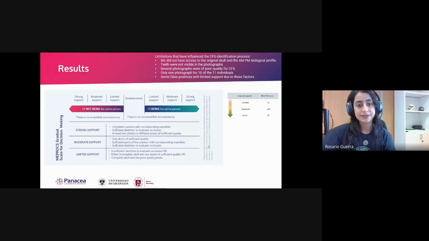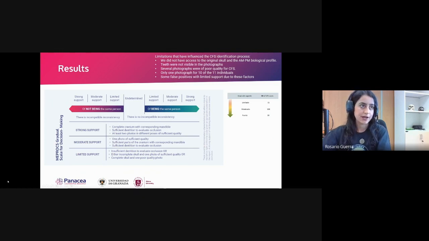Turning to the results, the participants, taking into account the materials, examined the consistency of the correspondences between the faces and the skulls, and then they gave their final decision of the identification in terms of strong, moderate, or limited support for the assertion that the skull and the facial image belong to the same person. The table here on the left is the MEPROCS gradual scale for decision making, and it summarizes the degree of support that could be achieved.